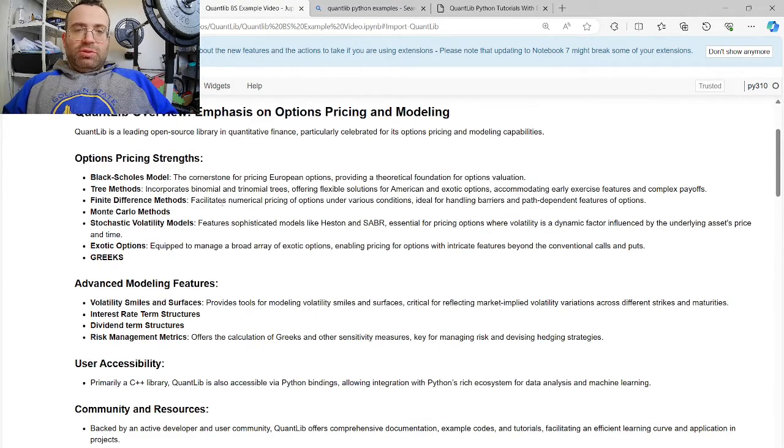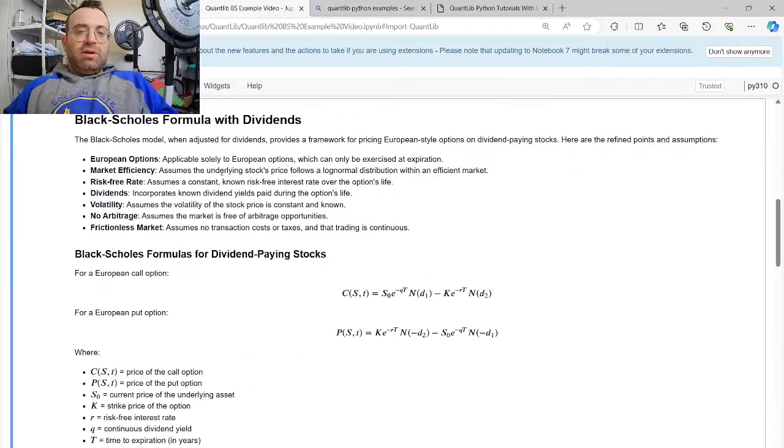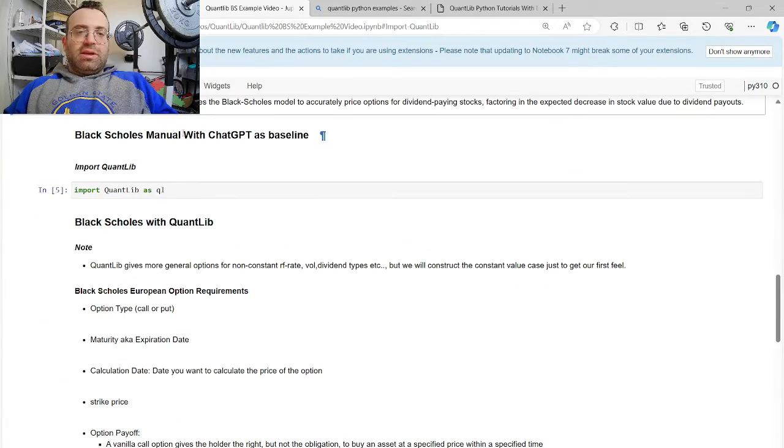First of all, for people who don't know, a vanilla European call option gives the owner a right to buy the stock at a certain price, called the strike price, at the expiry date or maturity date. That's a European call option. A put option gives the holder the right to sell the stock at the expiry date. So that's a vanilla European option.